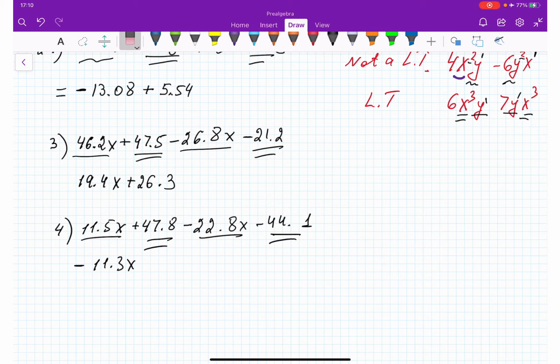Next. 47.8 and negative 44.1. So the result is going to be positive because 47 is bigger, but we need to subtract because one is positive, one is negative. So 47.8 minus 44.1. 8 minus 1 is 7. 7 minus 4 is 3. Here is 0. So we get 3.7. Next question.